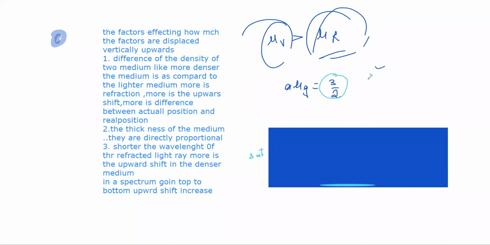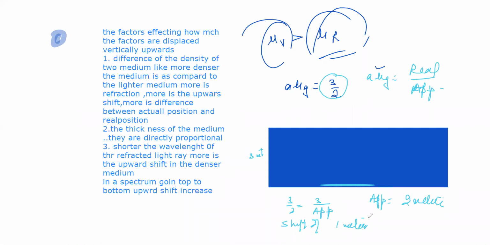We know that A mu G equals real depth upon apparent depth. I need to find out where I would be observing the coin inside the medium, at how much depth we see it. So I get 3/2 equal to 3 upon apparent depth. So the apparent depth is 2 meters. That means there is a shift of 1 meter in the position of the coin.